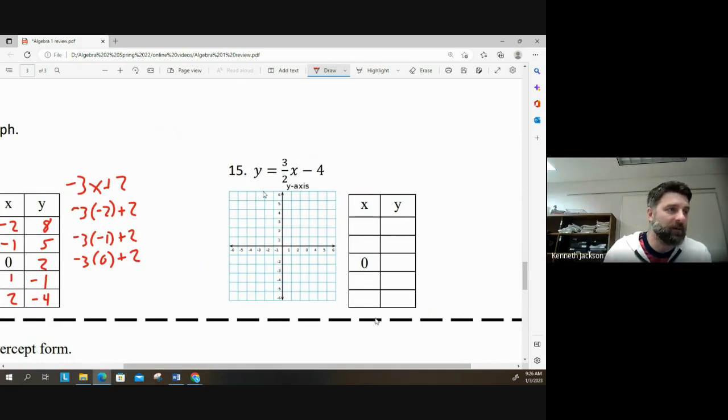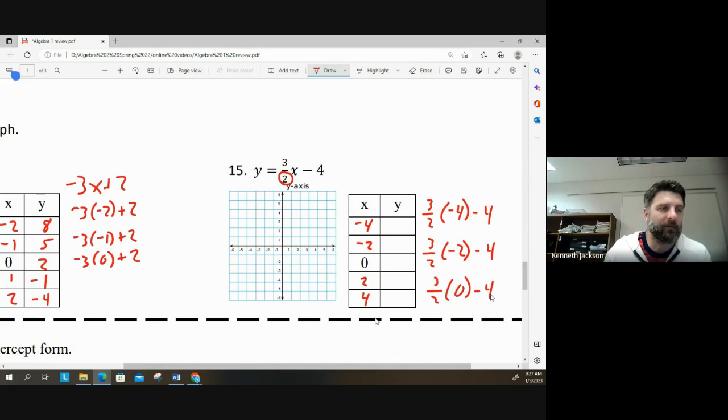Another one with the table is if we have a fractional coefficient, meaning there's a fraction in front of x. I have to pick numbers that will make that fraction disappear. And these are multiples of 2. So again, it's a substitution. 3 halves times negative 4 minus 4. 3 halves times negative 2 minus 4. 3 halves times 0 minus 4.